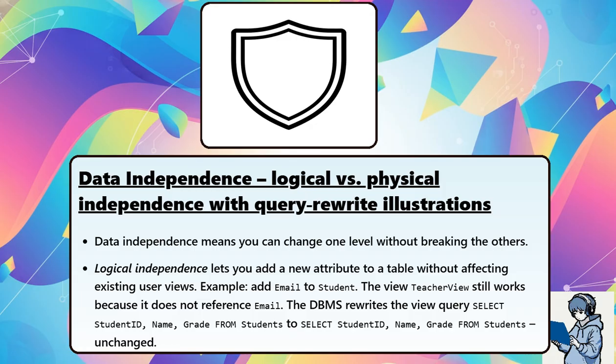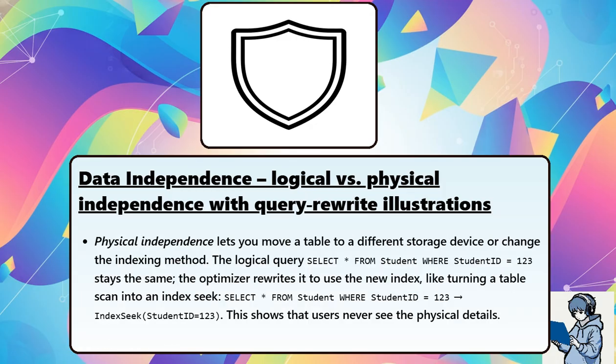Physical independence lets you move a table to a different storage device or change the indexing method. The logical query select all from student where student ID equals 123 stays the same. The optimizer rewrites it to use the new index, like turning a table scan into an index seek. Select all from student where student ID equals 123 becomes index seek of student ID equals 123. This shows that users never see the physical details.